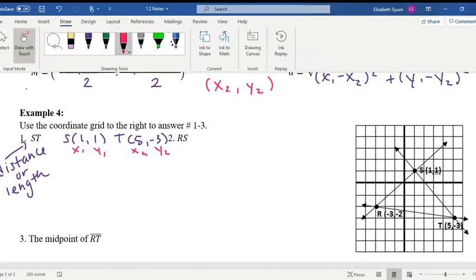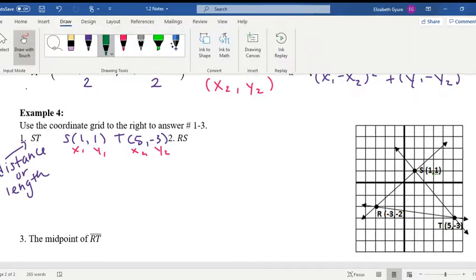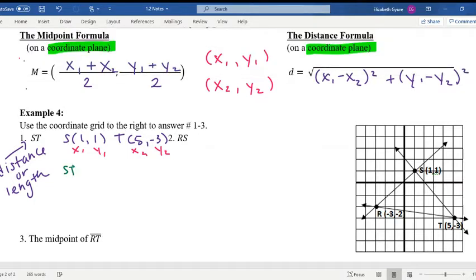And now I'm going to plug in my information. So ST equals the square root of, and then I'm going to subtract my x's. So that's 1 and 5. So do 1 minus 5 quantity squared plus, and now subtract your y's. 1 minus a negative 3 quantity squared.